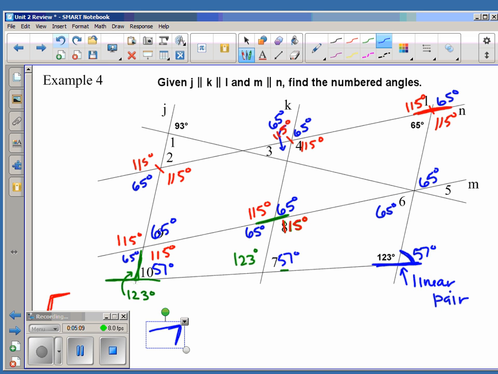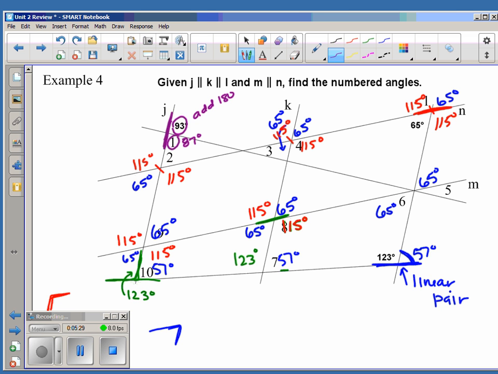So I've gotten most of the bottom of my picture filled out. Now I got to start looking at angles 1, 2, and 3. I haven't touched that 93 yet, so here's what I'm going to do. These two lie on a line, so angle 1 and 93 have to add to 180. So 180 minus 93 is 87.